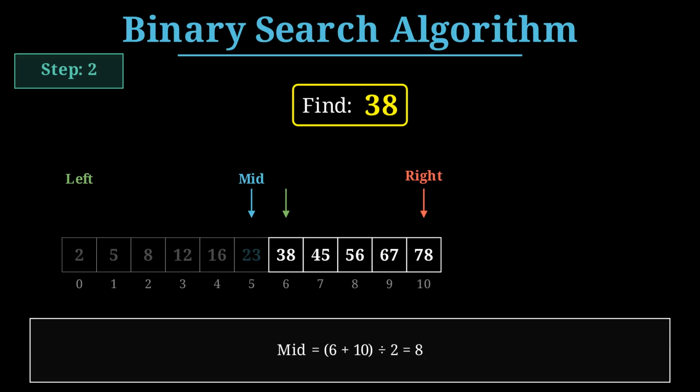Step 2. We calculate the middle index, 6 plus 10, divided by 2, equals 8. 56 is greater than 38, so we search the left half. We eliminate the entire right half. Move the right pointer to index 7.